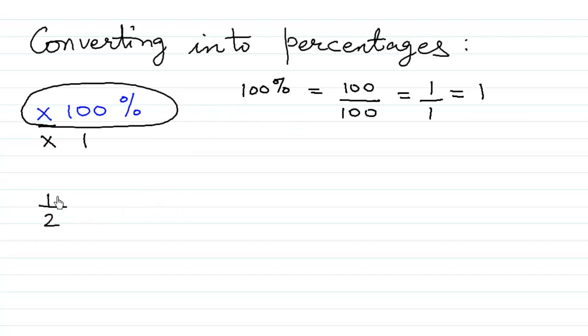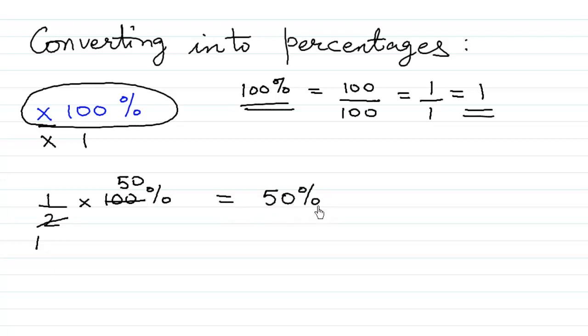So let us see how we can represent 1 upon 2 as a percentage. So 1 upon 2 is to be multiplied by 100 percentage, and as we saw, 100 percentage is nothing but 1. So we are actually multiplying by 1. Okay, so we can cancel this now. 2 ones are 2 and 2 50s are 100. So this can be written as 50 percentage.